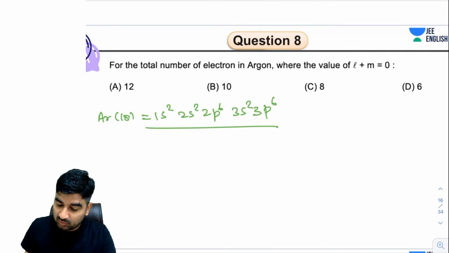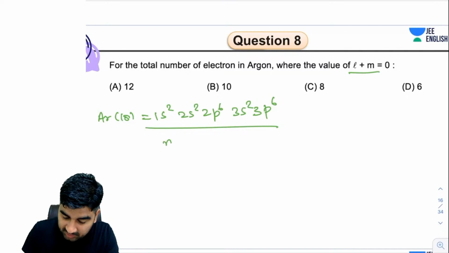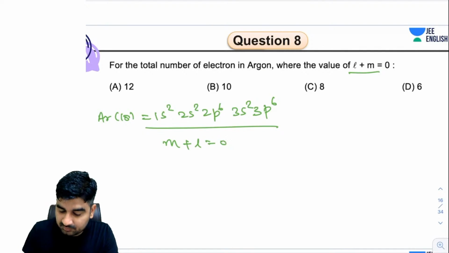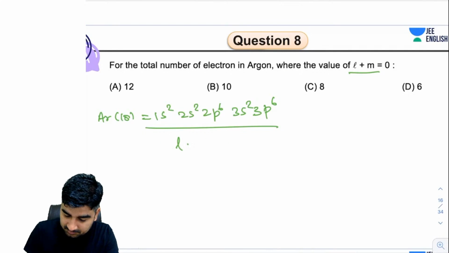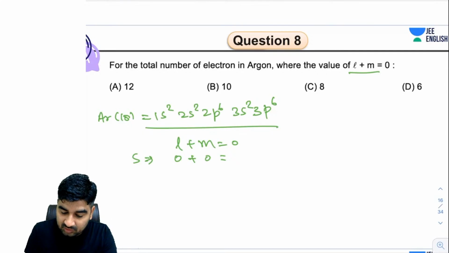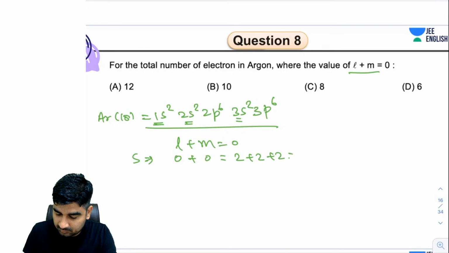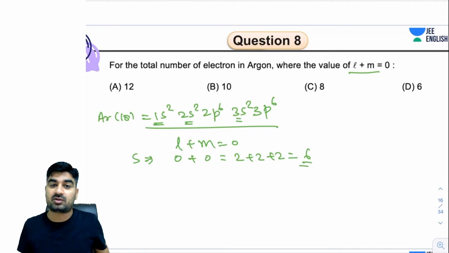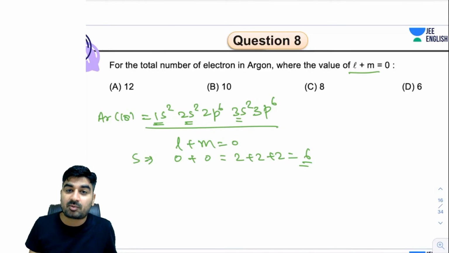B. So, M plus L 0. How can it be 0? I should write it like this, L plus M. It has two ways, this 0 and this 0. So it will be S. So how many electrons are there? 2 and 2, 4 and 2, 6. So 6 electrons. Now, is there any other possible way?